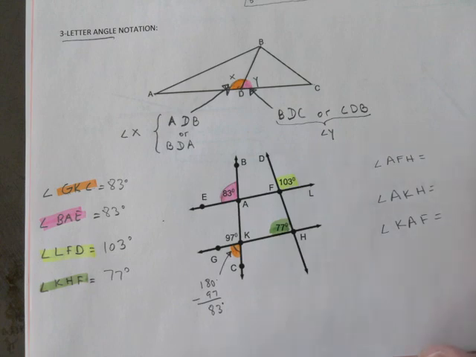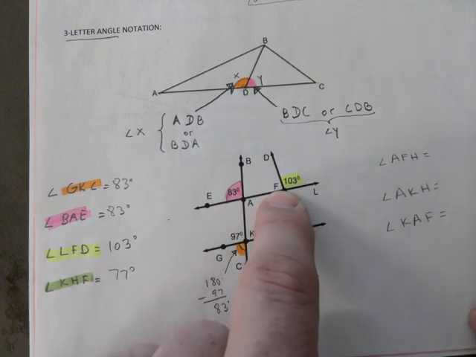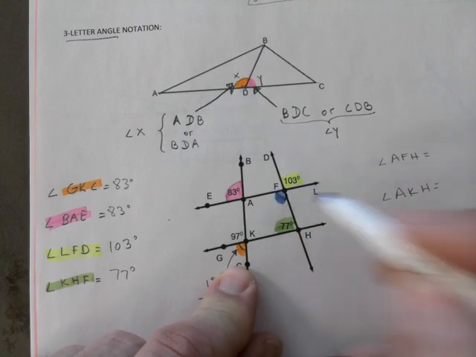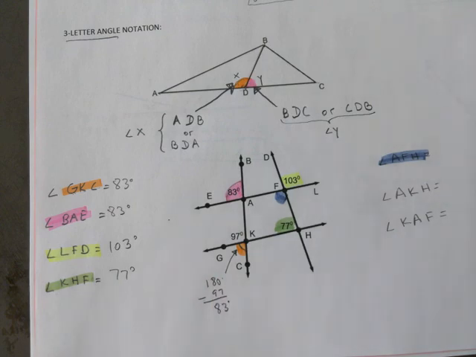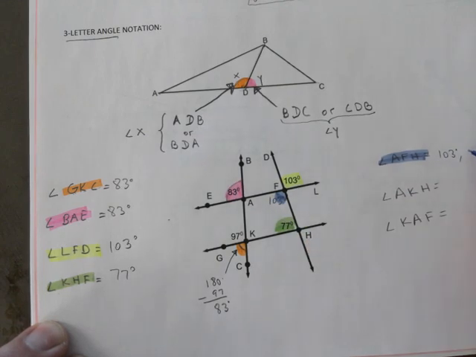AFH. These ones are a little bit more, well, not really that challenging, but AFH is right here. It's actually asking for this angle right there. That's the angle, but do we know what it is? What is it? 103, right? What property did we use there? The shortcut. Vertically opposite, right? So this is 103. Vertically opposite angles are congruent.